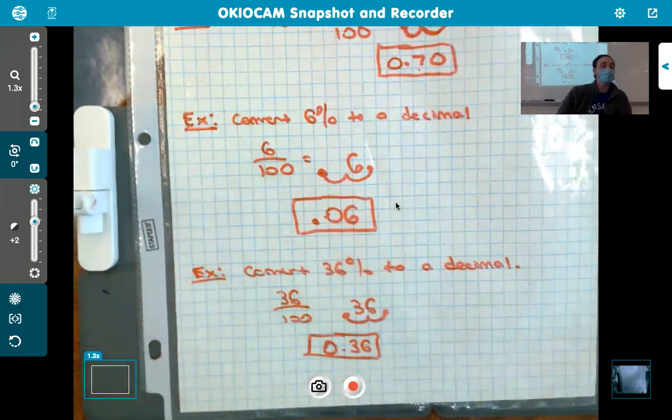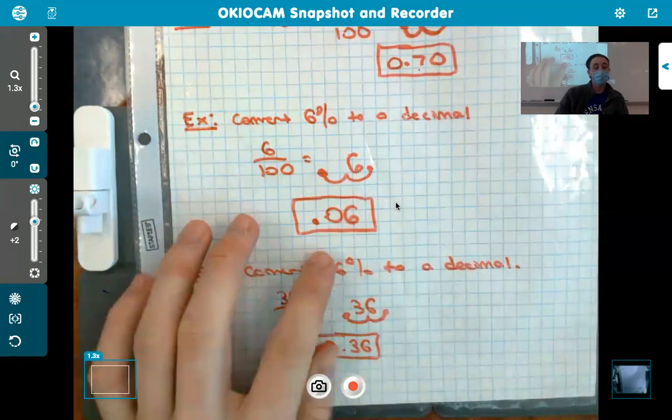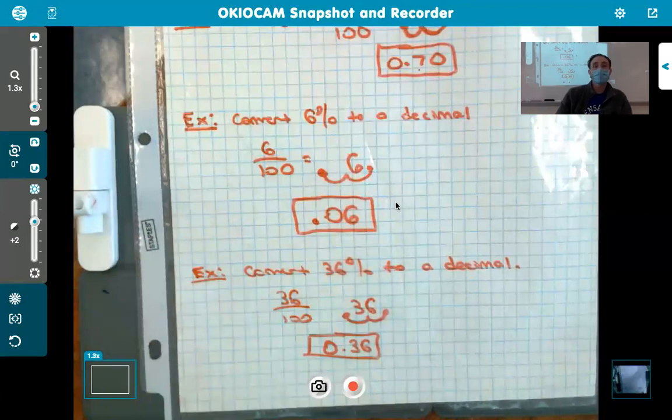Any questions about any of those examples, anything that we did today? So you really just take it, move it 2 to the left. If you have to fill in a gap, you fill it with a 0. A lot of times, like I said, that'll be with an individual whole number. Cool? Any questions at all?